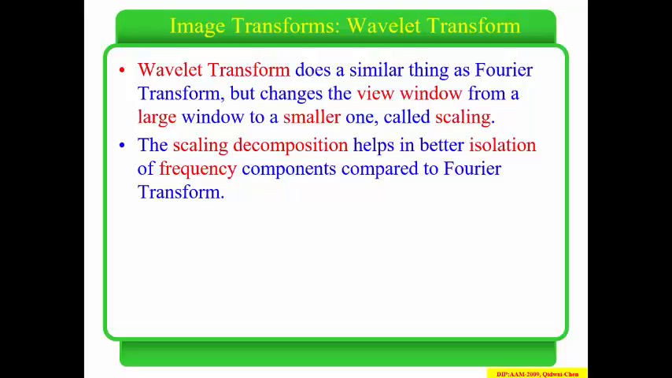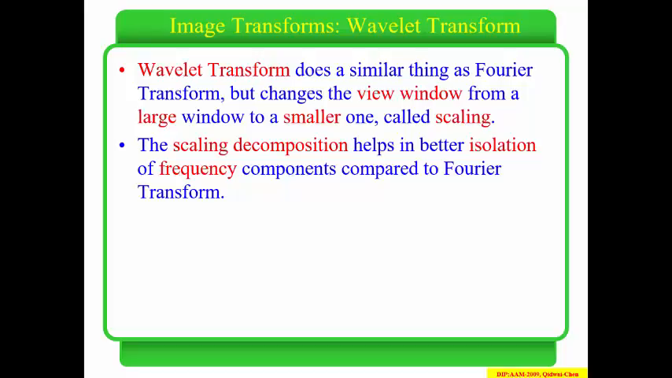So we say that it does a similar thing as Fourier transform, but changes the view window from a large window to smaller ones, that are called scales. With each level of transform, our image will be scaled down, and it will generate 4 different components. I will have a scaled down version of the original image, the frequency components in the horizontal direction, the frequency components in the vertical direction, and the frequency components in the diagonal. And we can do such a transform in a continuous way, as we'll see later.